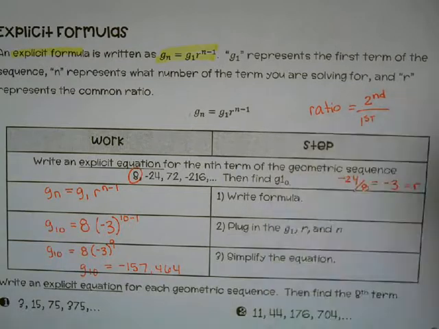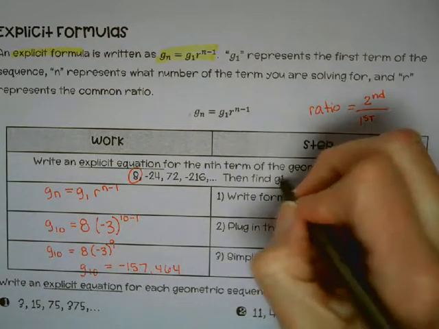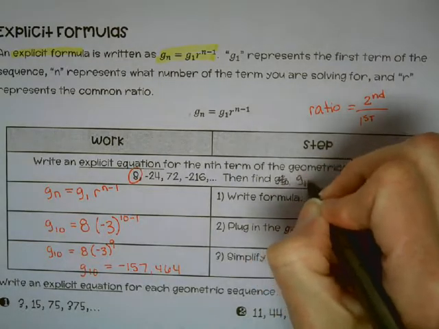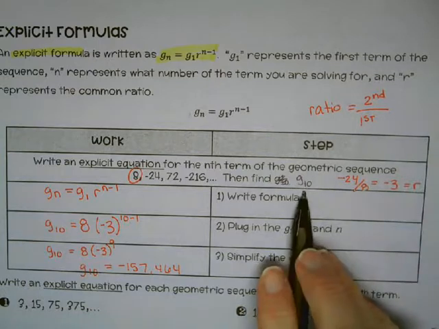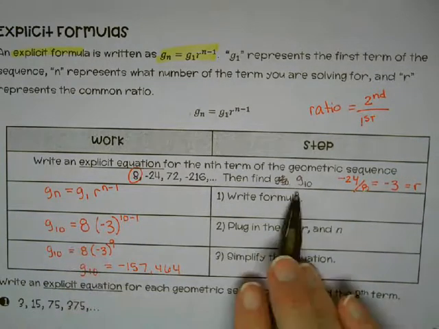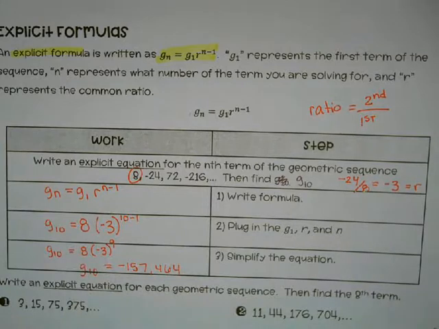N is just the number you're looking for. So this one, again, it looks like a little typo. That was supposed to be G with a little 10. We're looking for the 10th term in this geometric sequence. So the G comes from the word geometric.